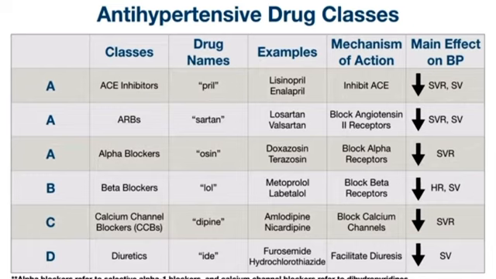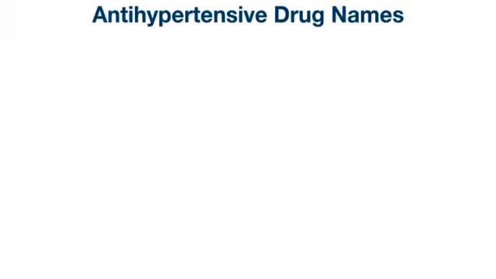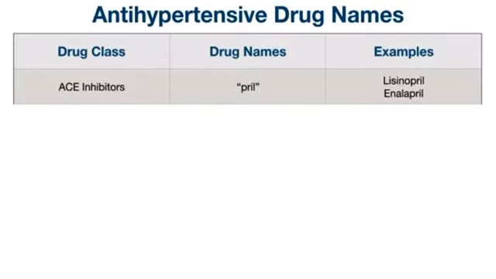Now that we have an easy way to remember the drug names within each class, let's take a look at some examples. We know ACE inhibitors end in pril. Some examples include lisinopril and enalapril.